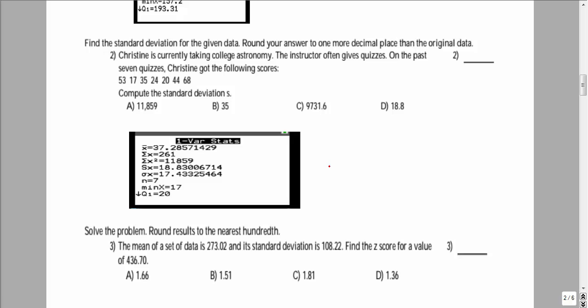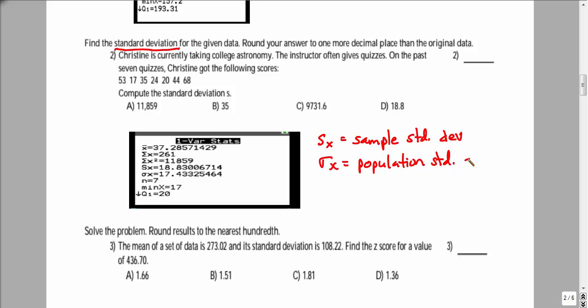Okay, so from here it says find the standard deviation for the given data. Well, we have two different values here. We have S sub x. Now remember, S sub x is sample standard deviation. And then we also have sigma sub x, which is your population standard deviation. Now this is definitely a sample, so we want to find S sub x, the sample standard deviation.